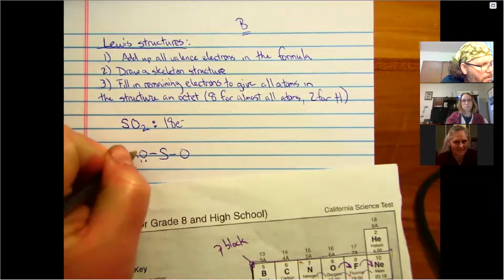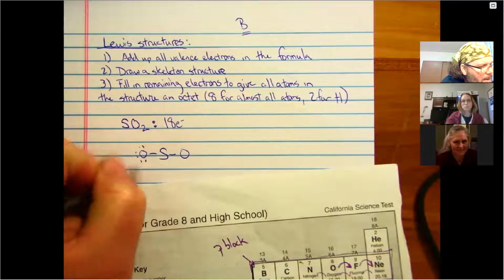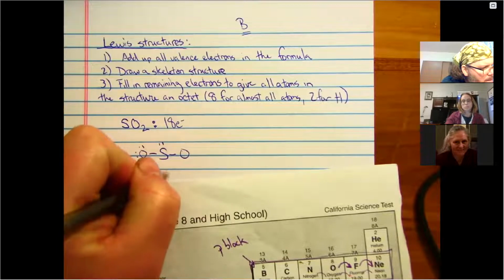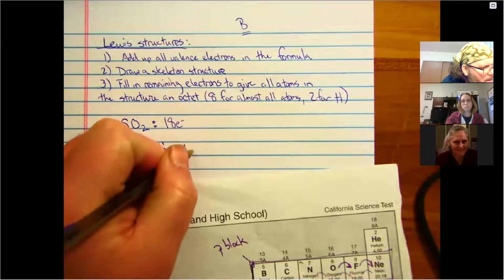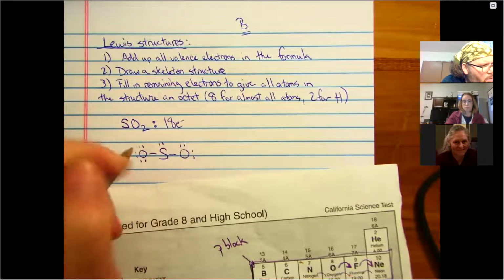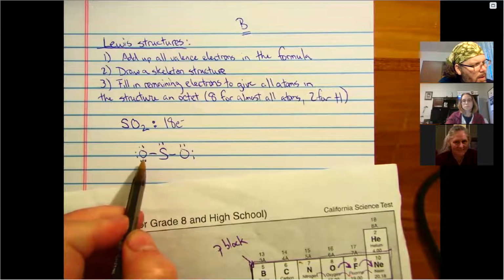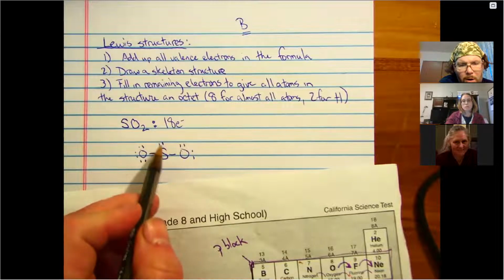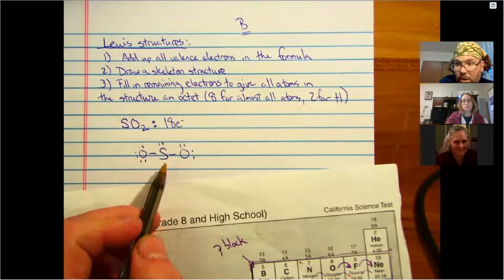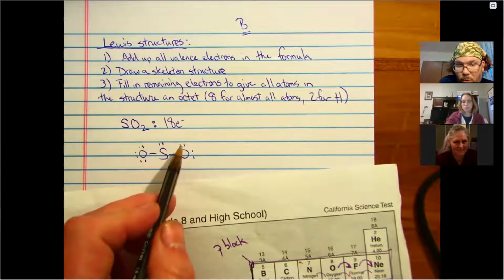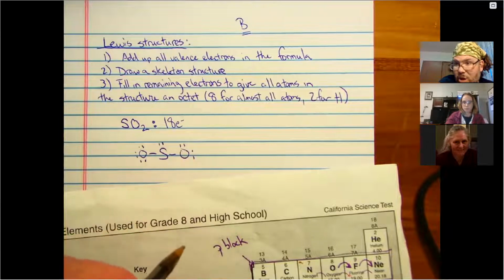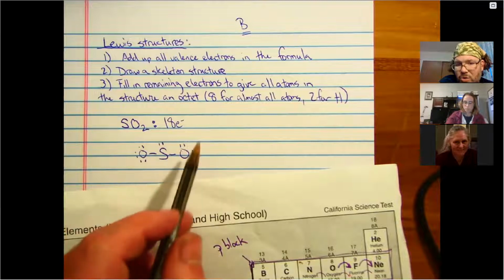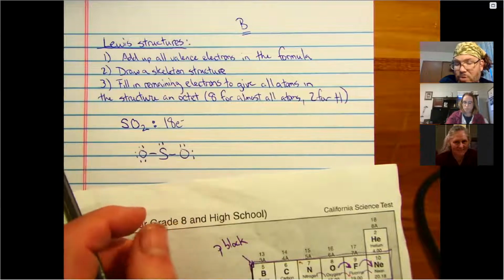2, 4, 6, 8, 10, 12. Uh-oh. If we look right now, I'm counting a total of 2, 4, 6, 8 electrons around oxygen on the left, a total of 2, 4, 6 electrons around sulfur in the middle, and a total of 2, 4, 6 electrons around oxygen on the right. I only have 2 more electrons to put into this structure. I've used 16, I only have 2 more.